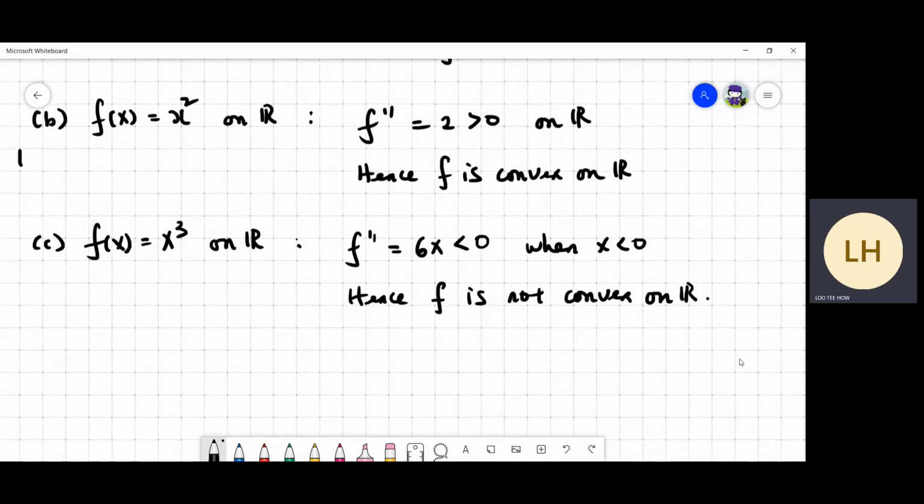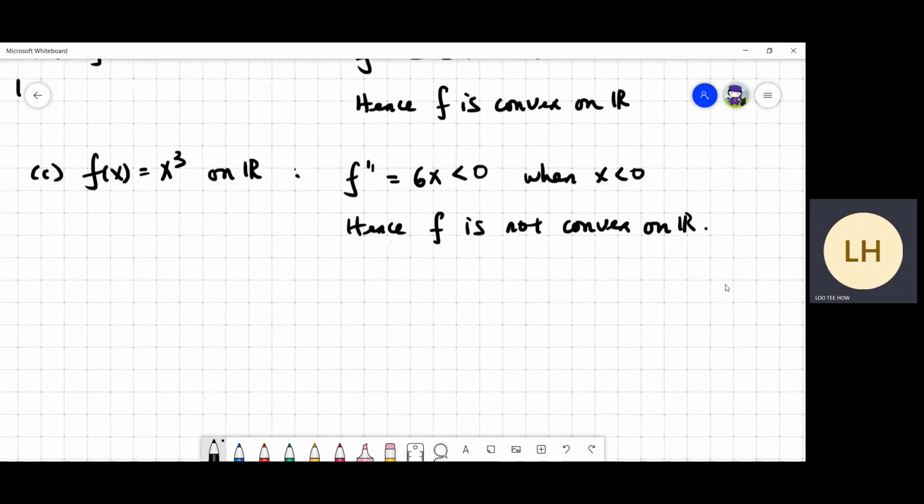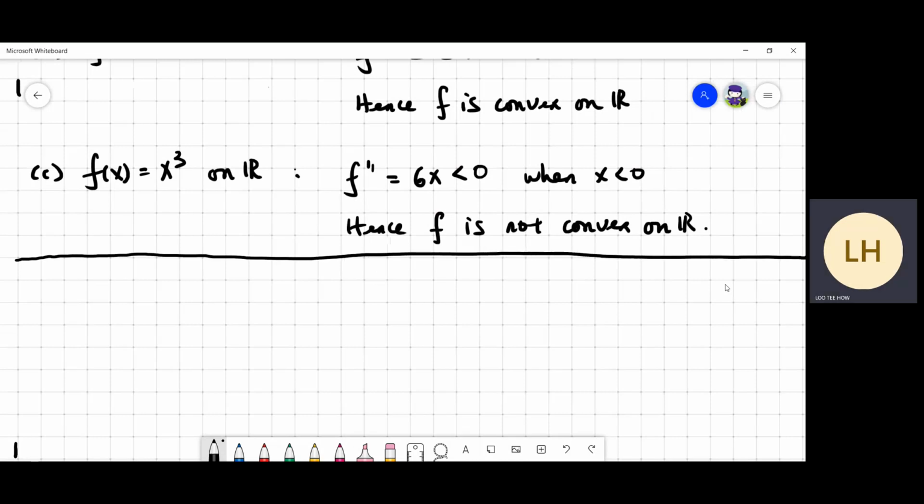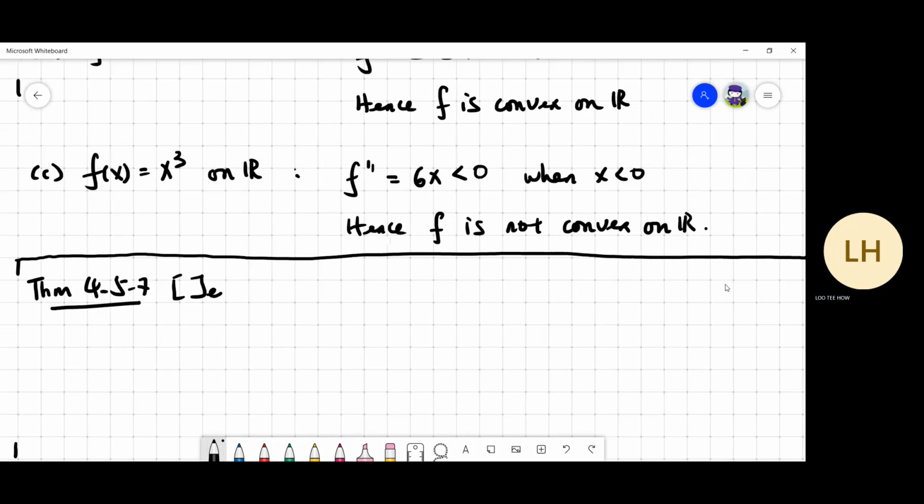Now it's time for us to look at the statement of the main theorem that we want to look at. That is the Jensen inequality. So that is theorem 4.5.7, the so-called Jensen inequality.